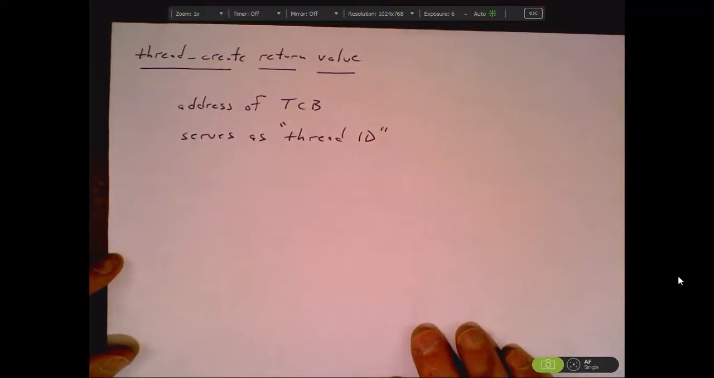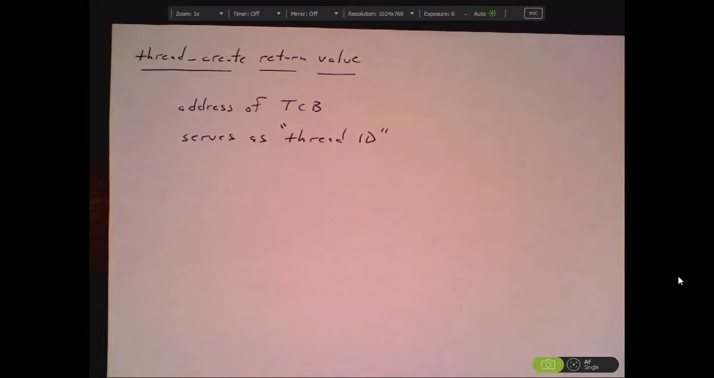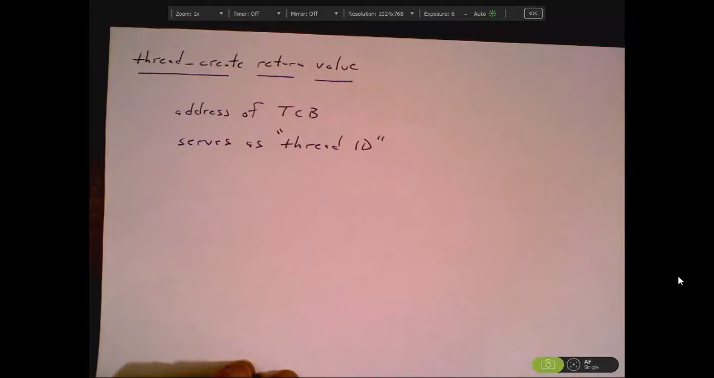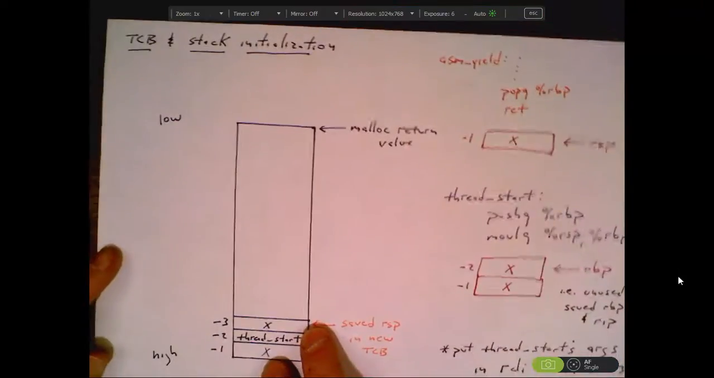Let's just think about that thread create return value. We need to return some kind of thread ID that's unique to the thread. So one way to do that is just to use the address of its TCB. We know that will be unique for the thread. We can use that as the thread ID, so we'll return that out of thread create. All right, let's take a close look at this initialization problem we have.